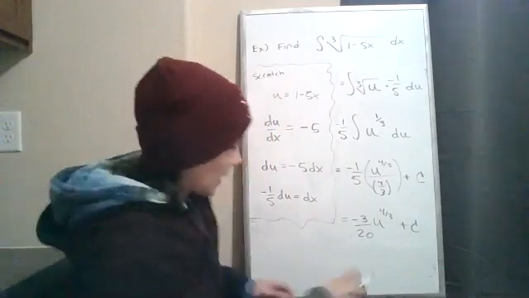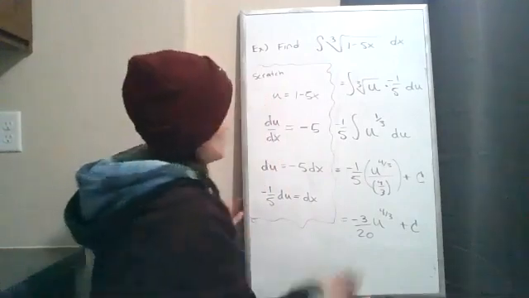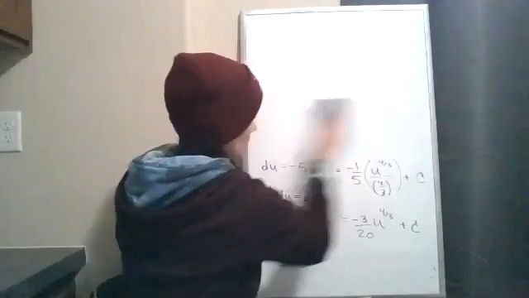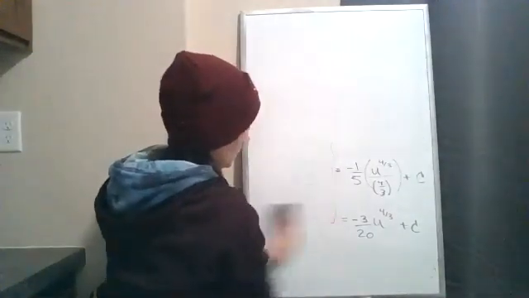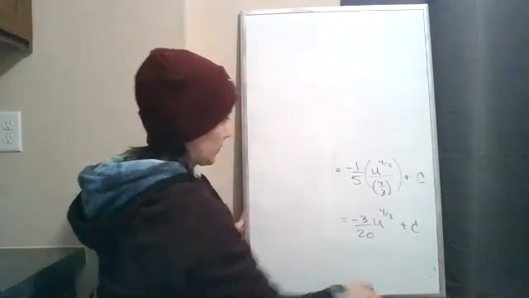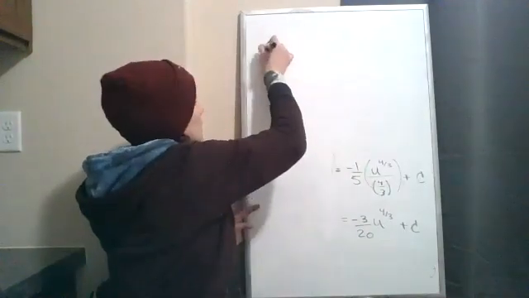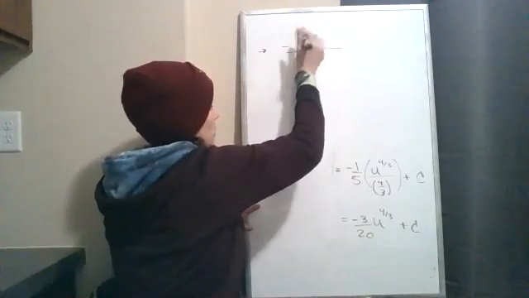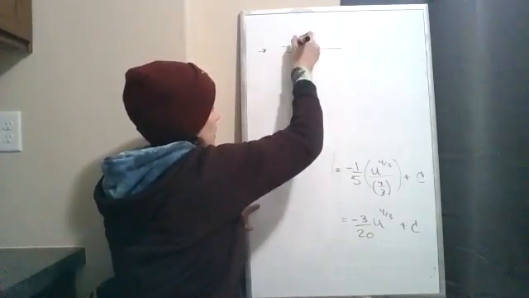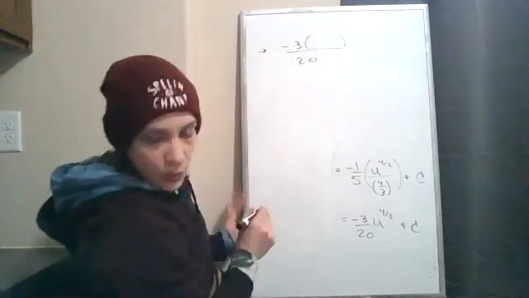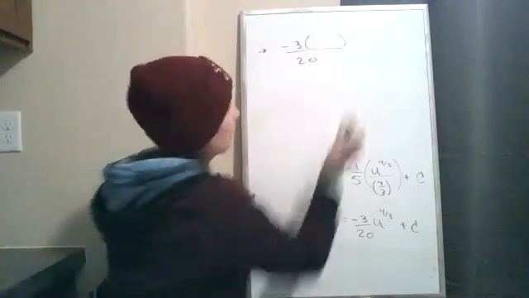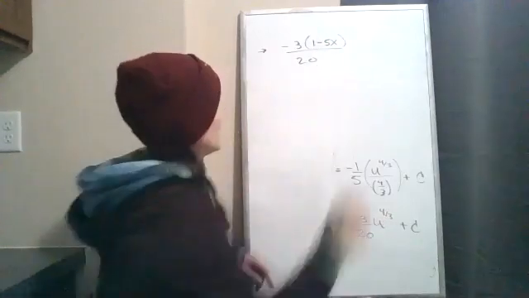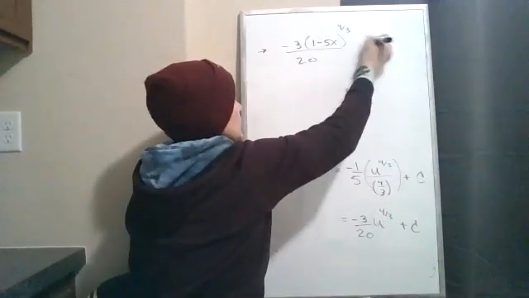Oh, okay. I thought this was a messier answer. Okay, we've got negative 3 over 20. u was 1 subtract 5x. And there was a power of 4/3.